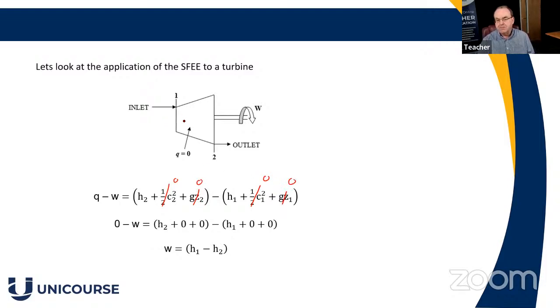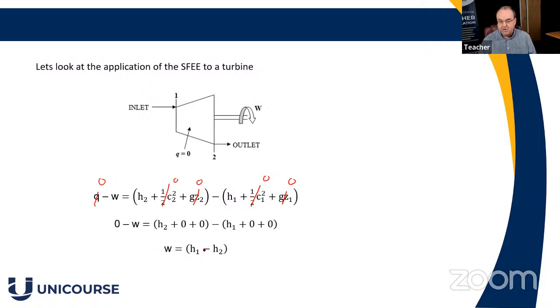And usually a turbine is well insulated, so Q will approach 0. So we can actually cross that out as well and it becomes 0. So our steady flow energy equation reduces to the work done. Specific work is simply the change in enthalpy.